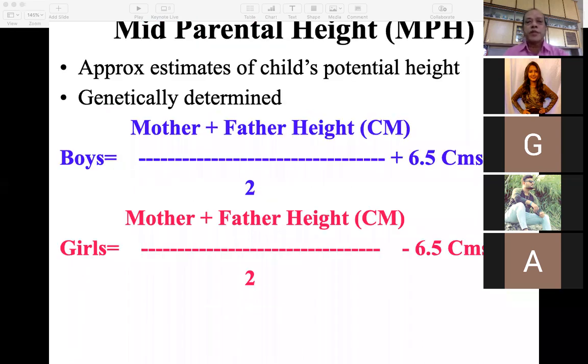Another important parameter which can give some idea of what the height of the child will be is mid-parental height. It gives an approximate estimate of the child's potential for growth. This is again genetically determined, and the simple formulas for boys and girls are given here. For boys, mother's height plus father's height in centimeters divided by 2 plus 6.5 centimeters. And for girls, the same formula, but here you have to subtract 6.5 centimeters from the mother and father's height divided by 2.